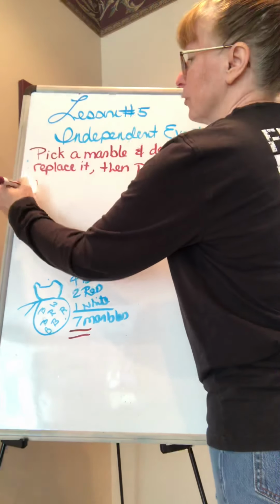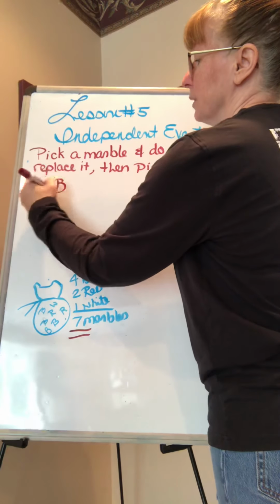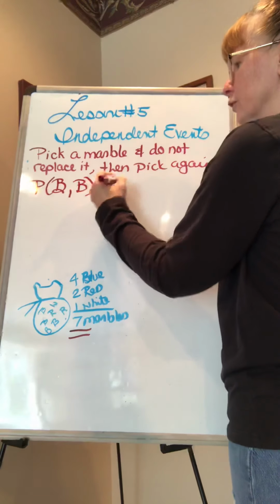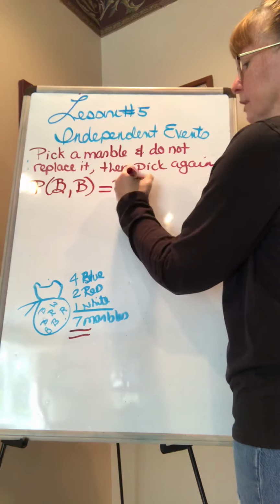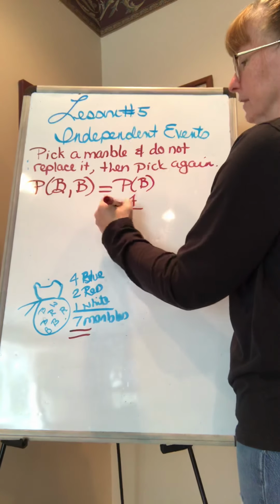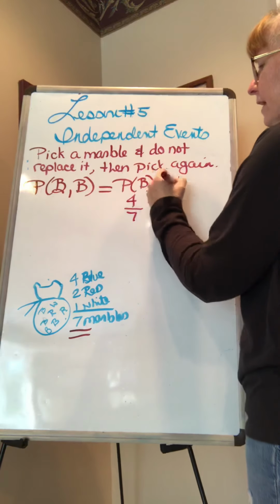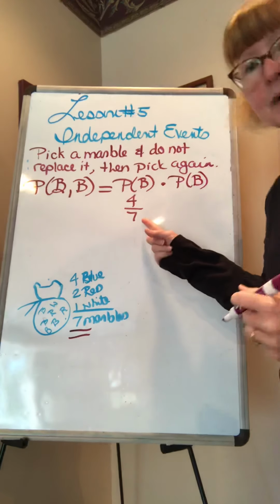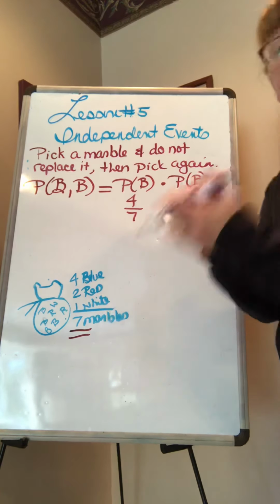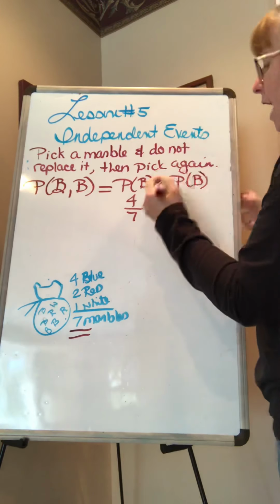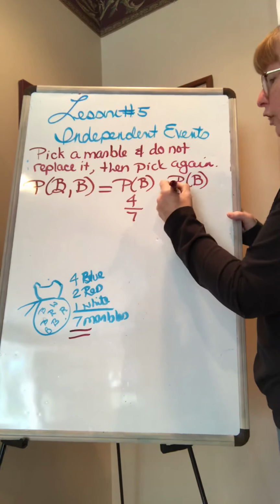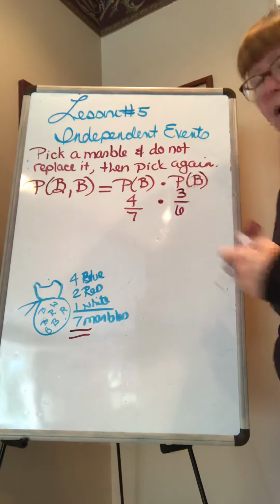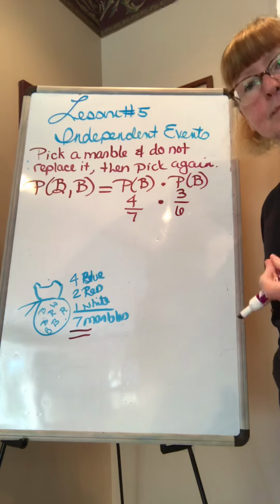So if I said, what's the probability of picking a blue followed by a blue? Well, this would be the probability of blue, which was 4 out of 7. And then the probability of blue, but I don't have 7 in my bag anymore. I kept the first marble. I now have 3 blue out of 6, because I picked that blue marble.